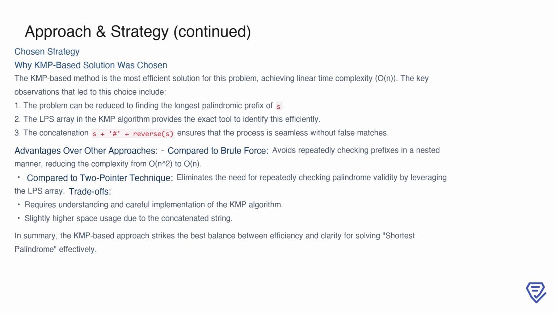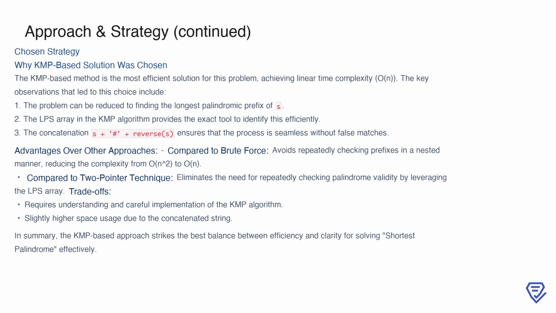It reduces the problem to finding the longest palindromic prefix, and the LPS array provides a direct and efficient way to achieve this. By constructing the concatenated string s plus hashtag plus reverse s, we ensure that the process is both seamless and accurate, without false matches. Compared to the brute force approach, this method avoids redundant palindrome checks and improves the complexity from O(n squared) to O(n). Similarly, it outperforms the two-pointer technique by eliminating repeated palindrome validations, leveraging the pre-computed LPS array instead.